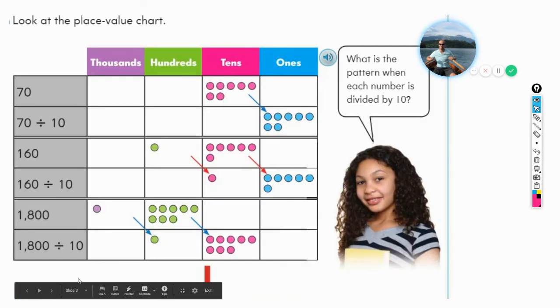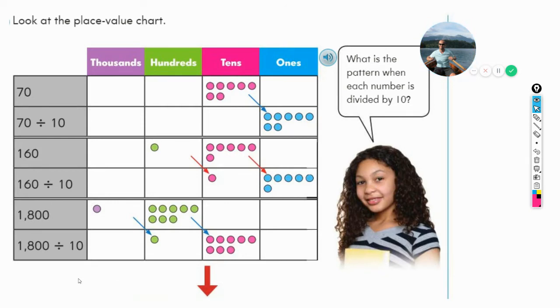Now, looking at the place value chart, we did this for multiplication. When we multiplied by 10, we moved all of our place value chips one space to the left, or one space larger. When we're dividing by 10, all we're doing is taking all our chips and moving them one space to the right, or one space smaller. So instead of having 7 tens, when you divide 70 by 10, you've now got 7 ones. Instead of having 16 tens, when you divide 160 by 10, you have a single 10 and then 6 ones. And same thing over here, this 1,000 slides over one spot, and this 800 slides over one spot.